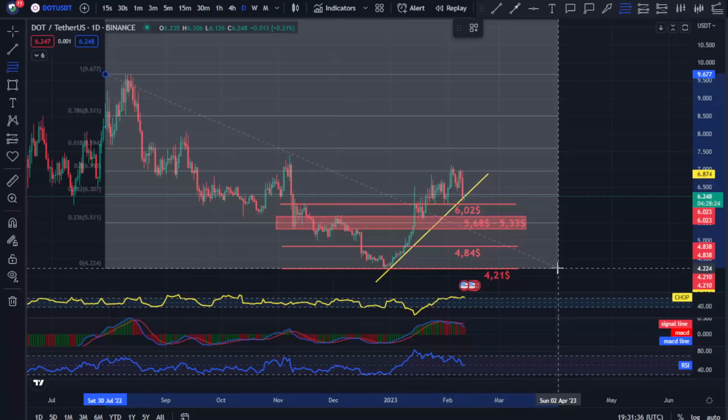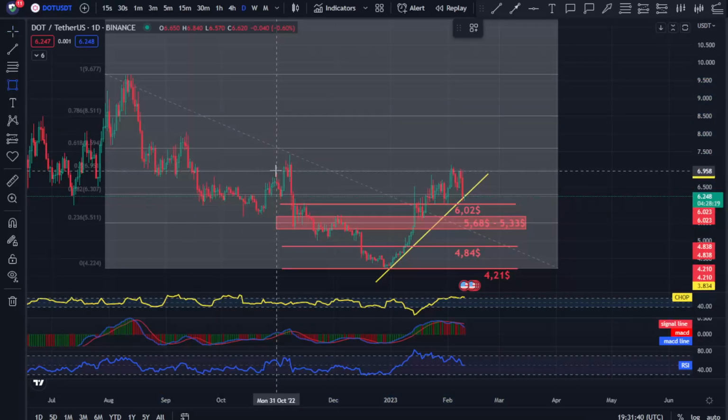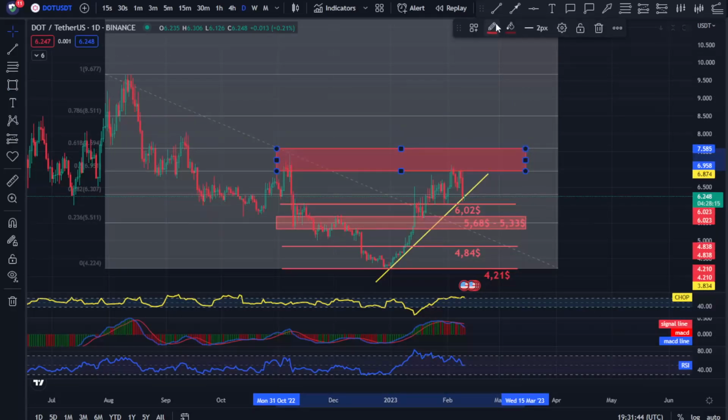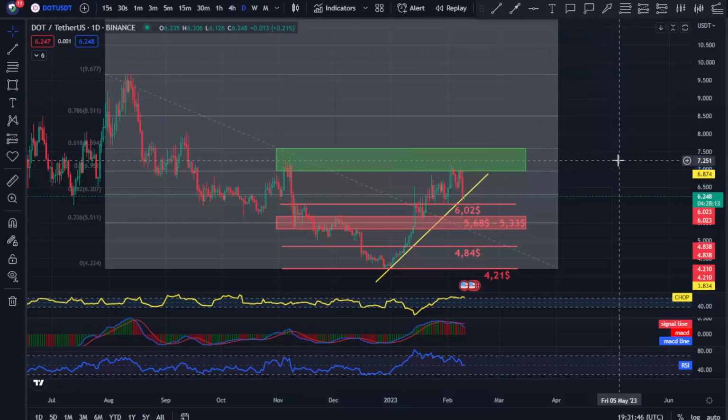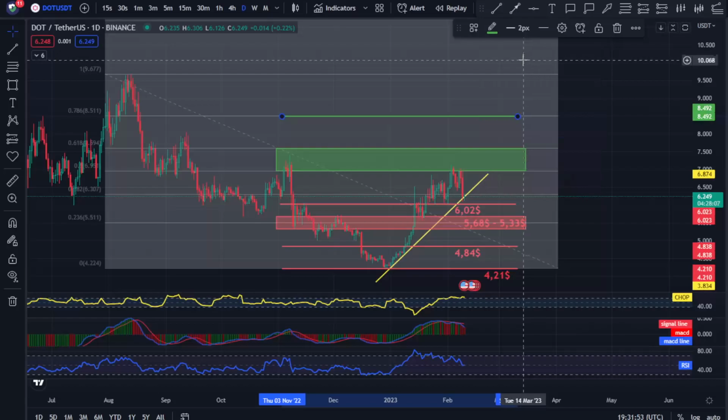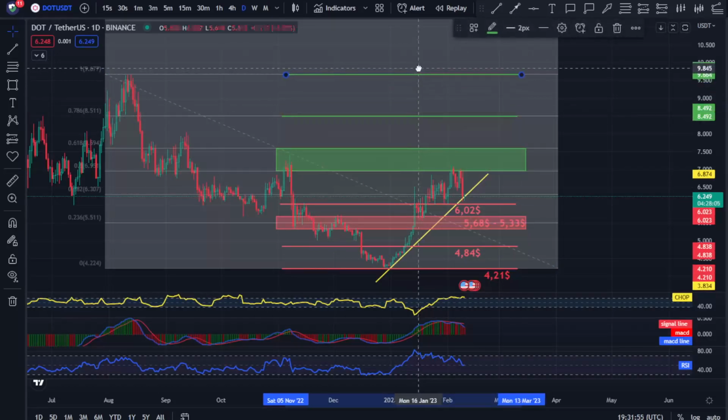Looking the other way, we see that the price must first overcome the strong resistance from $6.96 to $7.59, which has not been broken so far. Only when the price breaks through this zone will it be able to move towards $8.49 and then $9.66.